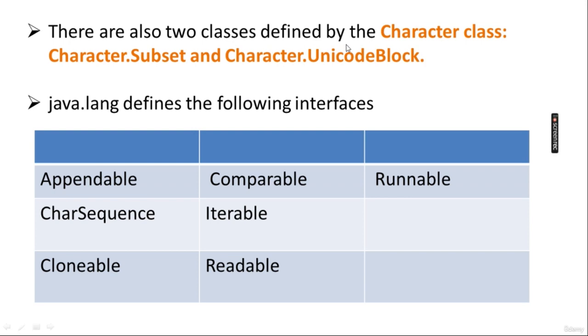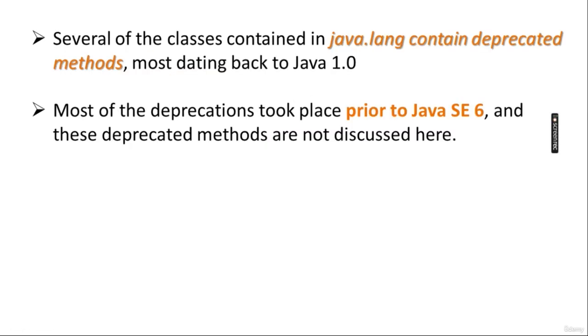There are also two classes defined by the character class, character.subset and character.unicode block. Java.lang defines the following interfaces: appendable, char sequence, cloneable, comparable, iterable, readable, and runnable. Several of the classes contained in java.lang contain deprecated methods, most dating back to Java 1.0.